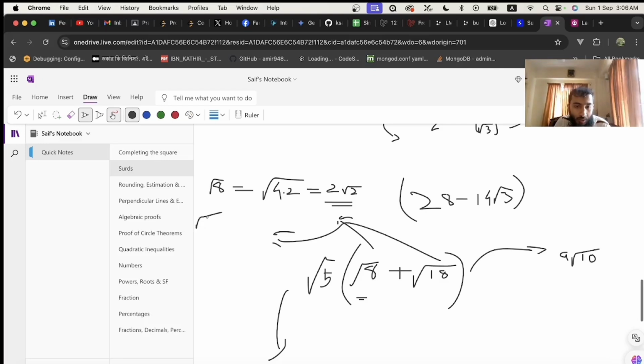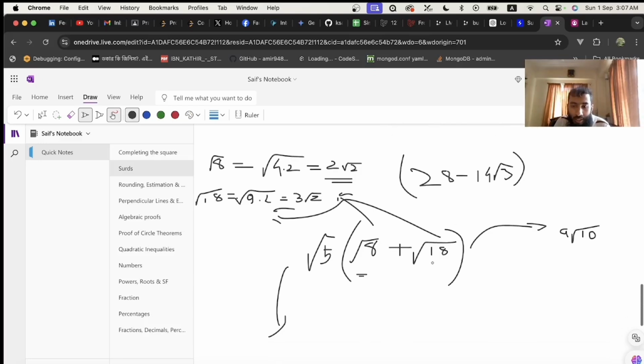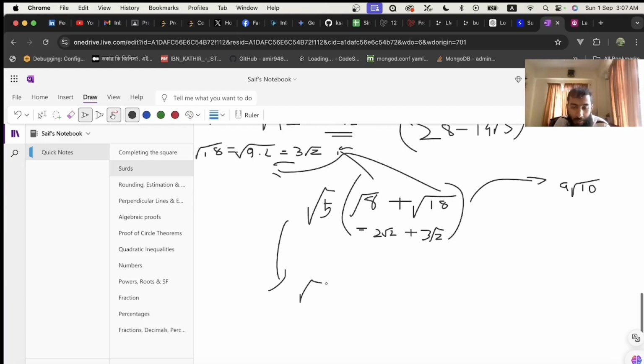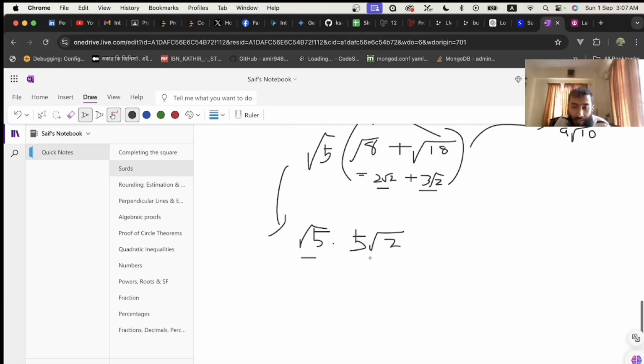And what can root 18 be expressed as? Root 18 is root 9 multiplied by 2. Root 9 is 3 and root 2 is root 2. So this is 3 root 2. So root 8 plus root 18 is 2 root 2 plus 3 root 2. So what can we express this as? Root 5 multiplied by 2 root 2 plus 3 root 2 is 5 root 2. Okay, so this is root 5 and this is root 2.